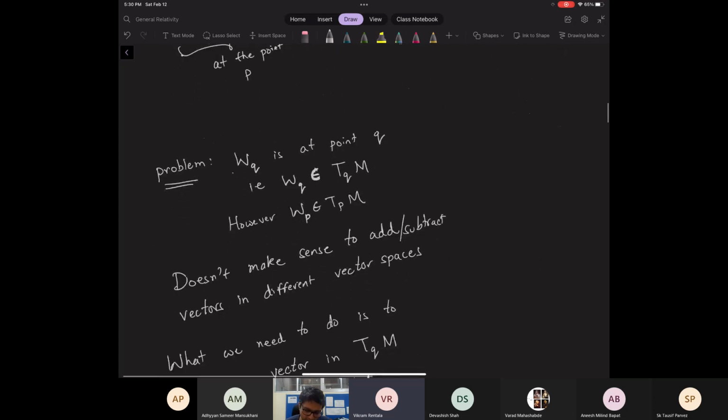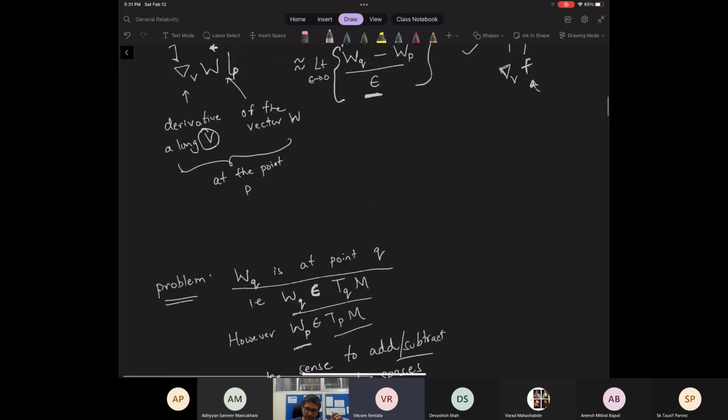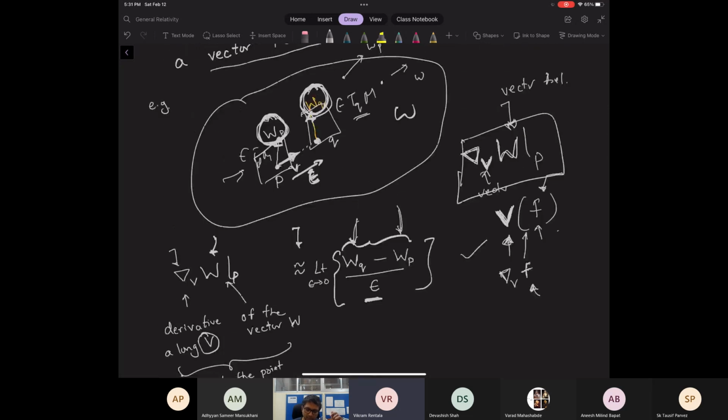Okay, so WQ is at point Q. So WQ belongs to TQM. However, the WP belongs to TPM. So it doesn't make sense to add or subtract these vectors which are in different vector spaces. There's just no way to compare them. What we need to do is find another vector in TQM that, roughly speaking, corresponds to taking this vector WP from the point P and moving it forward to a point in the vector space TQM.